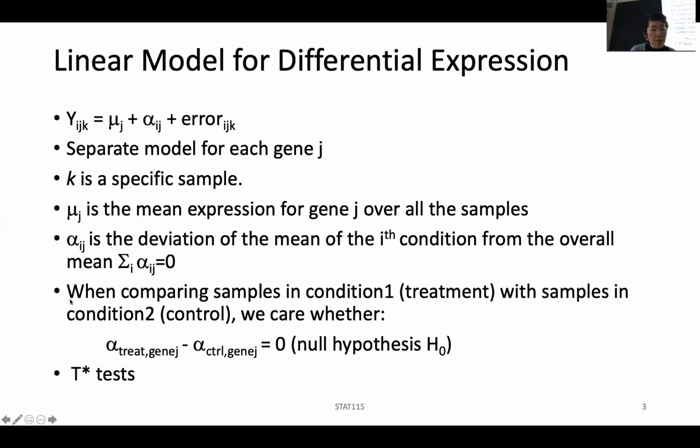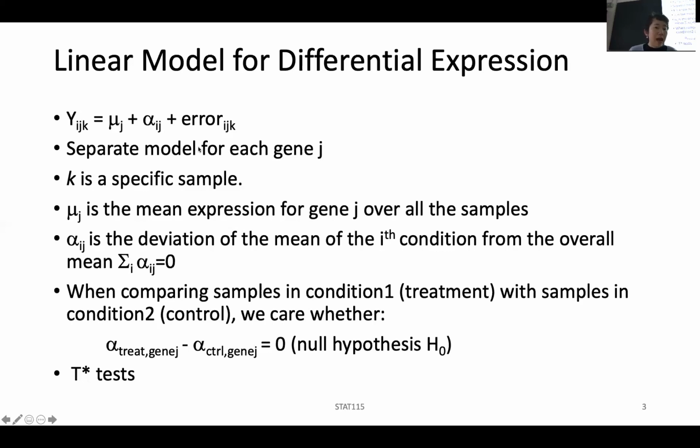Then when we are trying to compare the samples in condition 1 with the samples in condition 2 on this particular gene, what we are really trying to ask is, is this conditional effect on gene J compared to the control on this gene J equal to 0? Is it equal to 0, this is what we call null hypothesis. We don't reject the null hypothesis. We'll say this gene between the treatment and control are not differentially expressed. But if you believe that they are different, then this will not be 0, and you will reject null hypothesis and call this gene as differential.